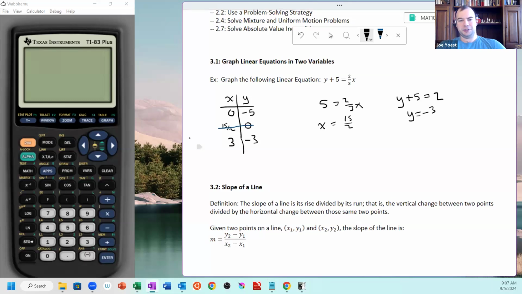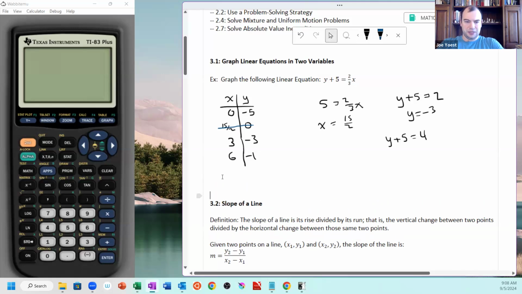And then similarly, if I choose x to be, let's say, 6, the next multiple of 3 up to divide out that 3 on the bottom, I get y plus 5 equals 2/3 times 6. The 3's divide out and I get 4, or y is -1. So this gives me integer points that I can use. Again, nothing inherently wrong with 15/2 comma 0. It's going to be a point on the line as well, but it just might be a little more annoying to graph. Let me get a little bit of extra space here.